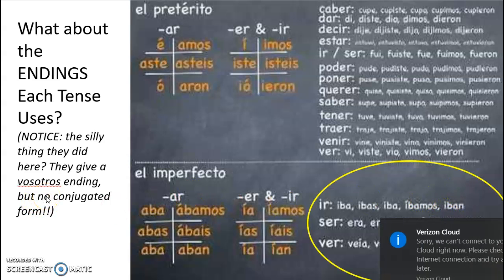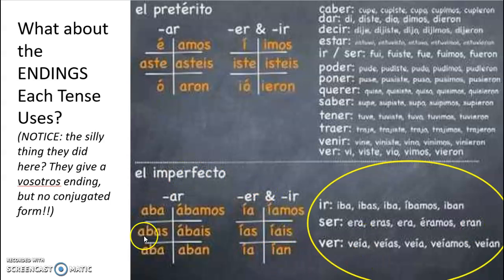Notice one silly thing that they did here. They give you the vosotros ending, but they don't give you a conjugated form of it. And this happens a lot with teaching systems that are largely Hispanic based. So this is one reason why I try to include it for us in class, so we can be familiar with either.